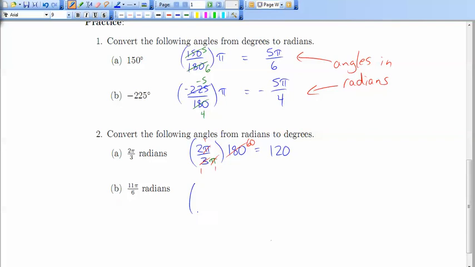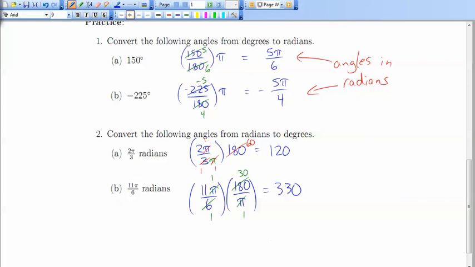Let's try another one. I take 11 pi by 6. Let me try this in another way. I can multiply it by 180 over pi. That's the same as multiplying by 180 and then dividing by pi. Again, we can look for common factors. So I see pi, of course, appears as a common factor. Again, we've got a common factor of 6. And we're left with 11 times 30, so 330 over 1. Well, that's 330 degrees. Okay?